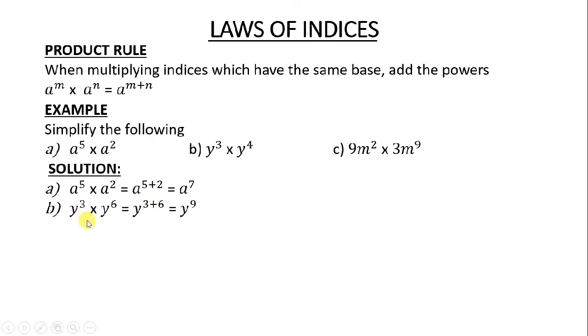So we'll say y to the power 3 times y to the power 6 is equal to y to the power 3 plus 6, which is giving us what? y to the power 9. Let's go to the next one.